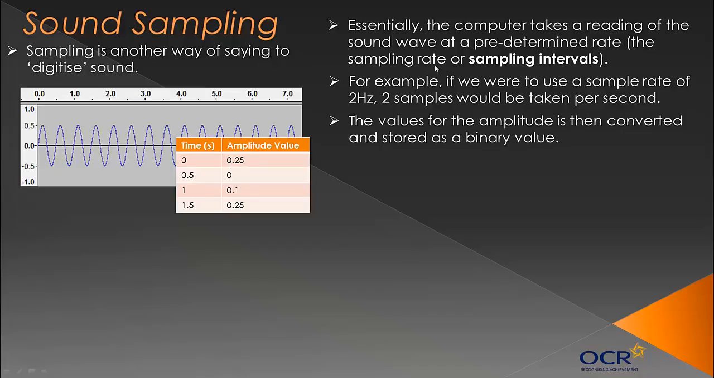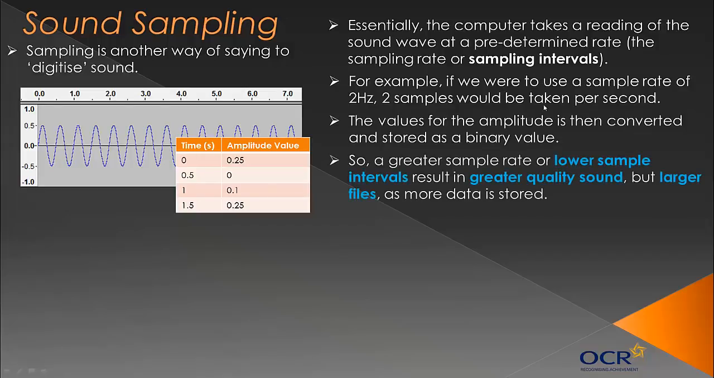So the sampling interval, I would have called it the sampling rate, that's what I've been taught, but the sampling interval is what the spec mentions. And it's a bit confusing because a faster sampling rate means that the samples are taken at smaller intervals. So you want small intervals for better quality. What I'm trying to say here is a greater sample rate or a lower sample interval, so you can't really get them mixed up, results in a greater quality sound. So the more samples you have, the better the quality of sound because there are fewer average readings. But the file size is going to be larger because more data needs to be stored.